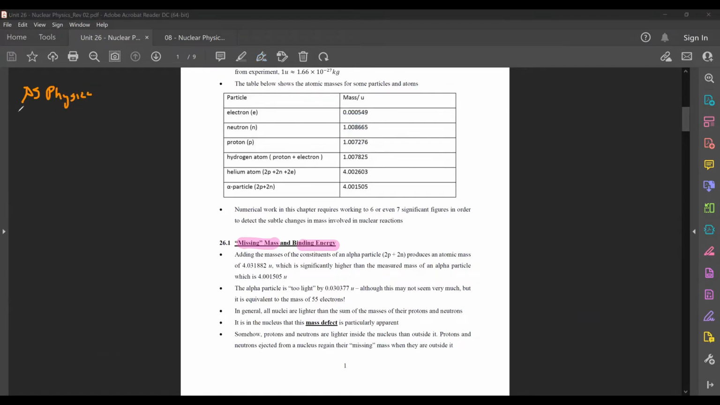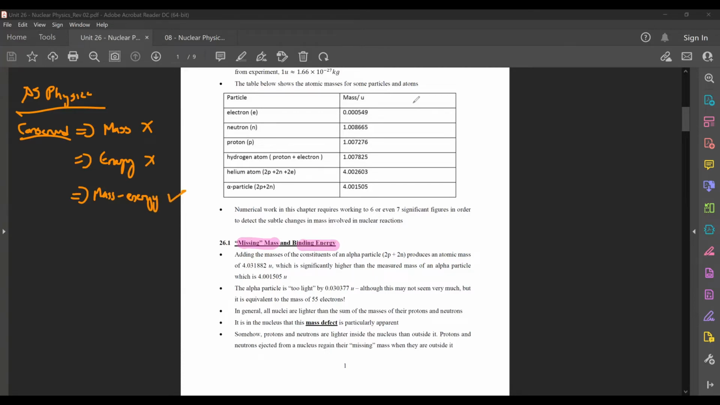In AS physics last time, it was mentioned to you that when it came to the quantities that are conserved, if you say that mass is conserved, it is wrong. If you say that it is energy that is conserved, it is wrong, right? What is actually correct is to say mass energy is conserved. Okay, remember this from your AS physics.